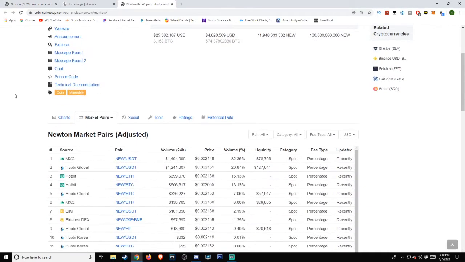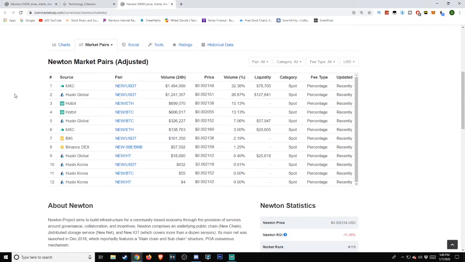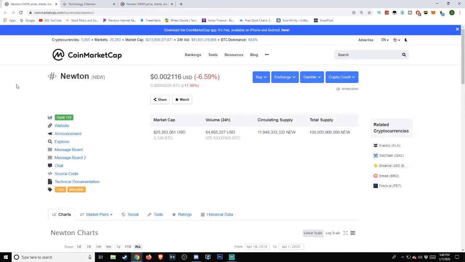As far as the sources that work with Newton, we can see, as listed as of the time of this video, MXC, Huobi Global, Hotbit, Bikai, Binance DEX, and Huobi Korea. And that does it for this coverage on Newton.